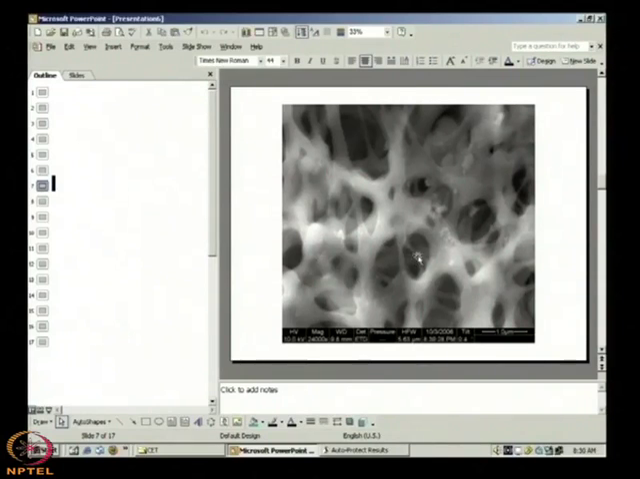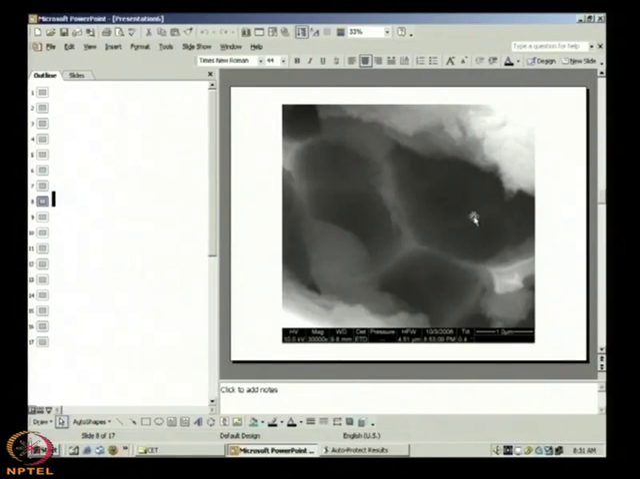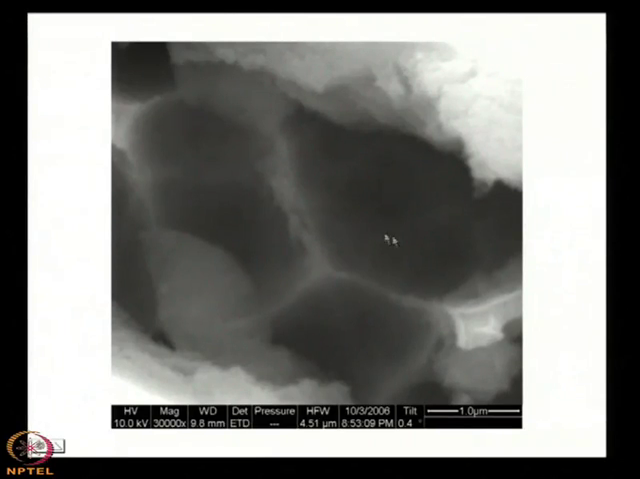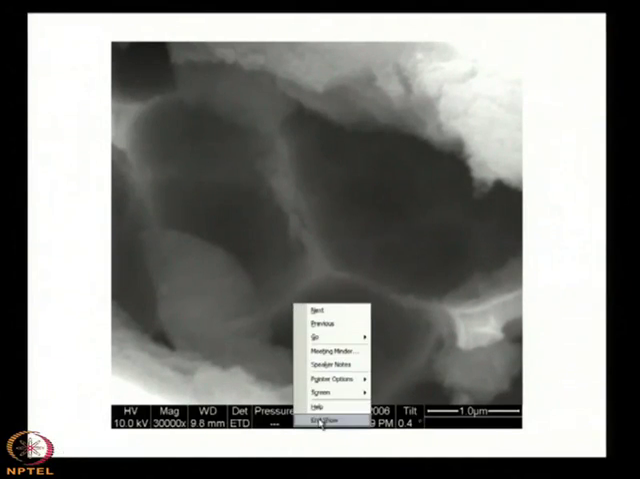You see that this is a pore, and this is another pore, and between these two pores there is this boundary. Have you seen that there is large magnification here? This is a 30,000 magnification SEM picture.